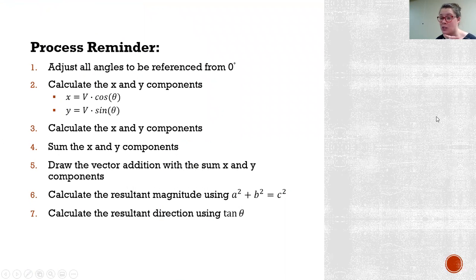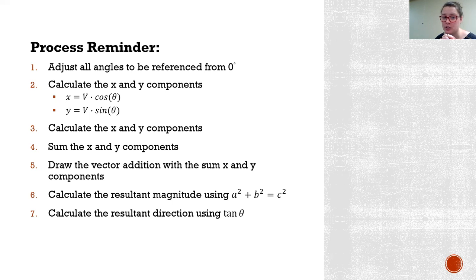So just as a quick process reminder, if you need steps, I know I gave it to you as a picture last time. I've written out the steps again. So first of all, adjust all your angles to be referenced from 0. If you do that, you don't have to think about which relationships you're using for sine or cosine. Then you're going to calculate your x and y components. If you're calculating x, you'll use cosine, y, you'll use sine. It's all based on what x and y would be if we were in the first quadrant, starting with drawing first x across horizontal and then up to y.